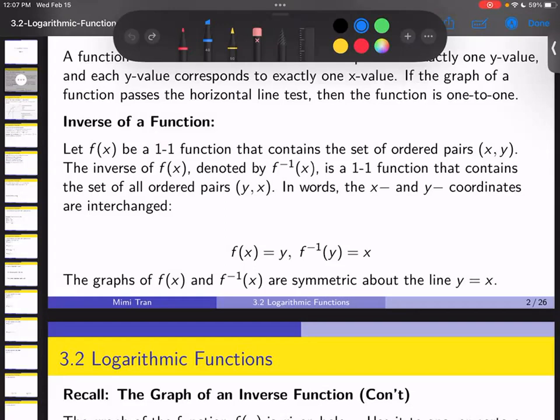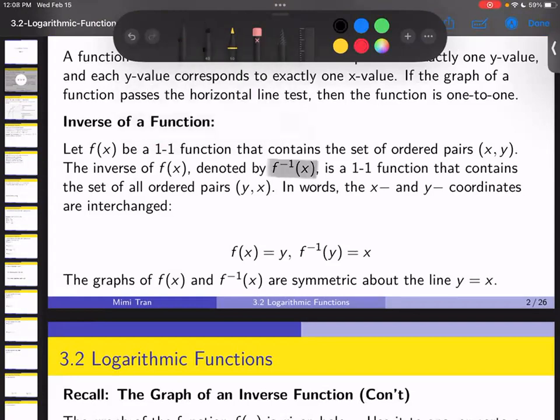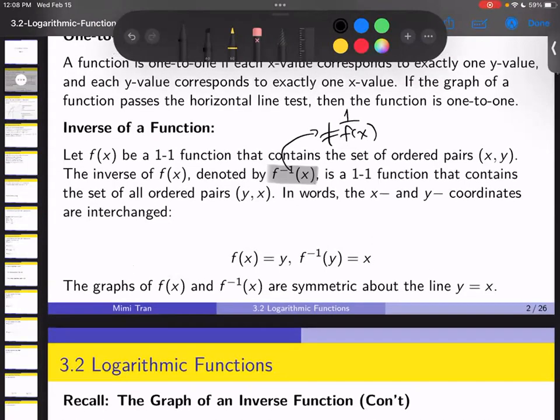Now, for notation, this right here is not 1 over f of x, okay? I know the notation is confusing because usually when I give you a to the negative n, you would rewrite it as 1 over a to the n, right? But this is not the case. It has nothing to do with the reciprocal. It's just a coincidence of notation. So it is not equal to 1 over f of x. We say f inverse of x, but not f to the negative 1 of x.